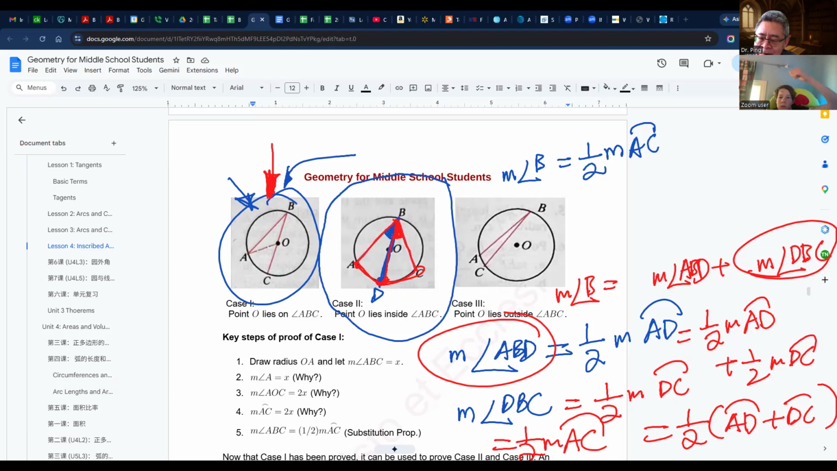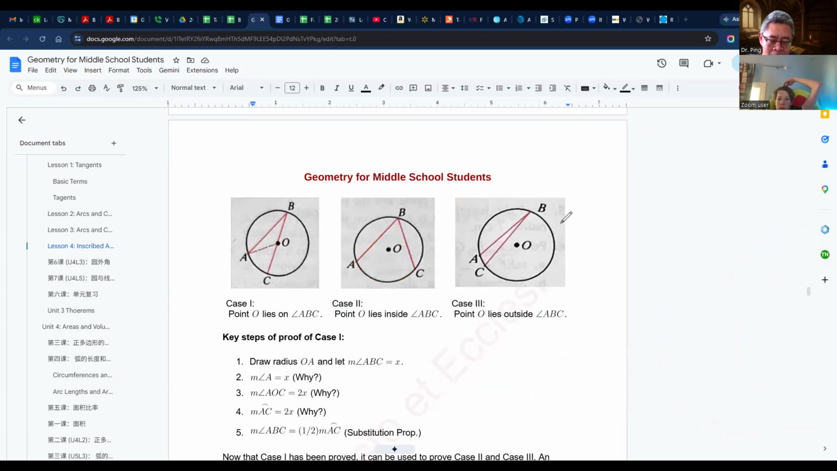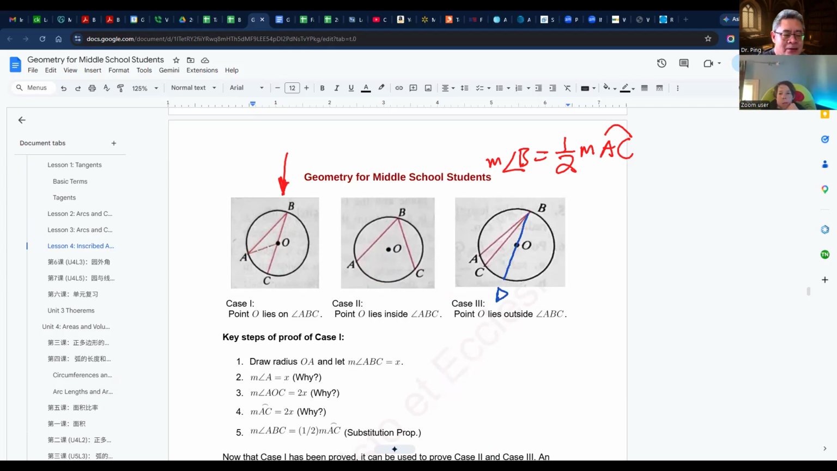All right, let's look at case 3. So how do we prove case 3? In this case, we are trying to prove measure of B is half of measure of AC. So how do we prove that? Again, we can use what we proved for case 1. So if we draw a straight line here, we got this. It's called D. Okay, let's see how you can prove it.